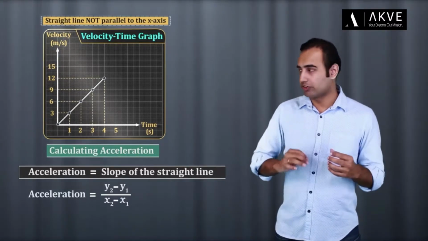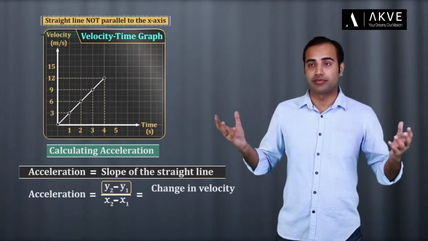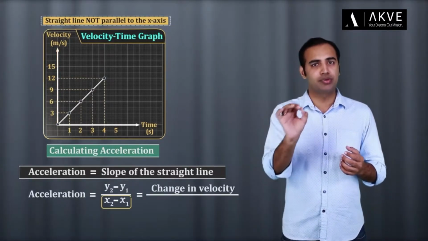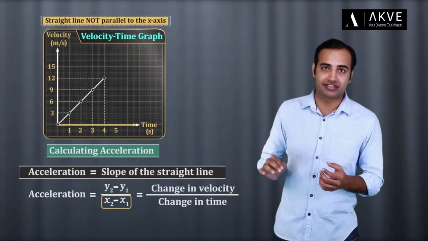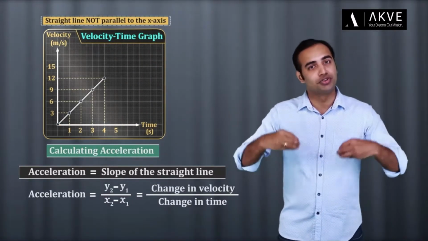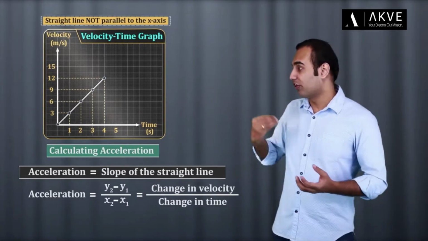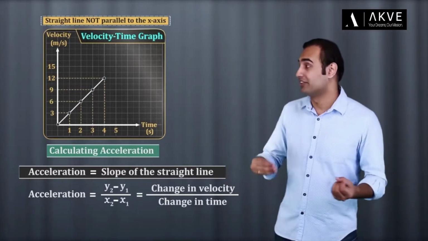Now in the context of a velocity time graph, y2 minus y1 is nothing but change in velocity because we have plotted velocity along the y-axis. Similarly, x2 minus x1 is nothing but change in time because we have plotted time along the x-axis. So over here we have change in velocity divided by change in time, which you already know from the previous videos is nothing but acceleration. So the formula of acceleration is basically the formula of slope of a straight line which is present in a velocity time graph.